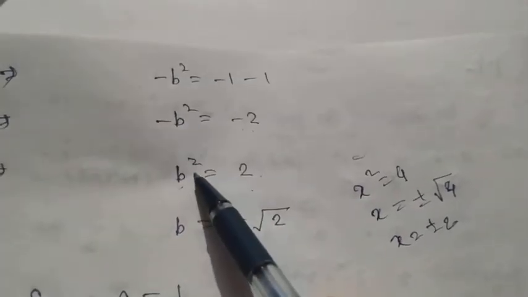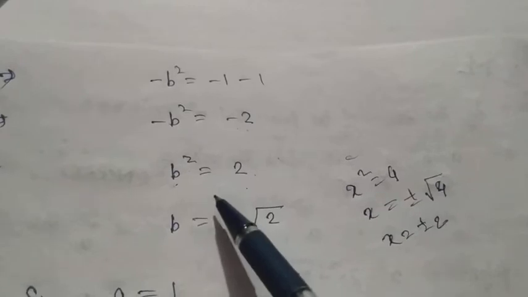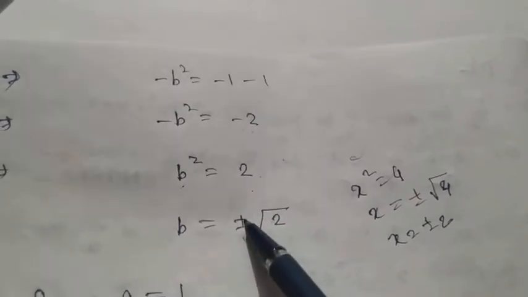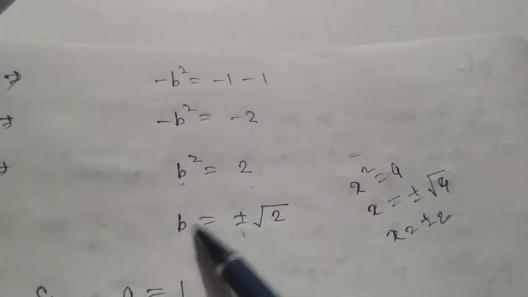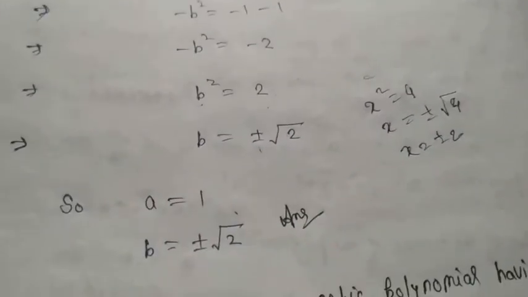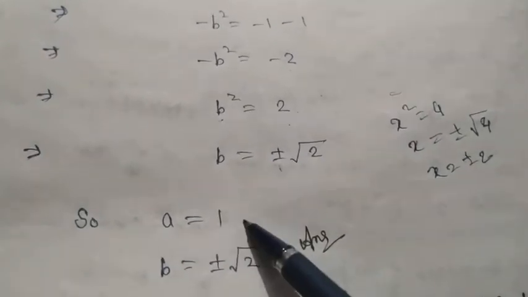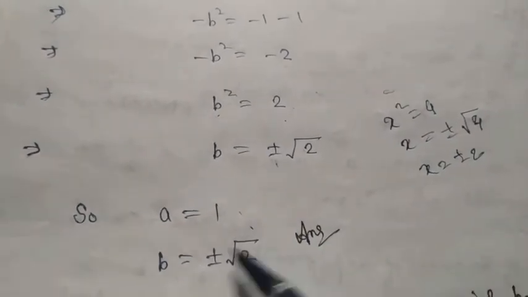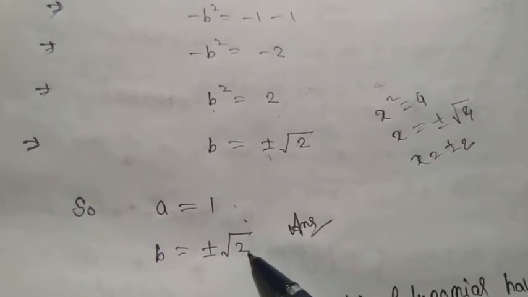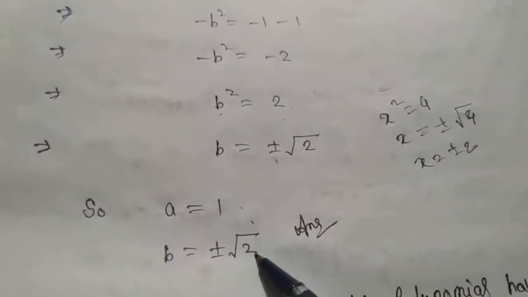And when this goes to this side, the square root sign will be there with the sign plus and minus. So b equal to plus minus under root 2. So both values we got. First value, the value of a is equal to 1, and the value of b is equal to plus minus root 2. So in this way I have got all the values of a and b.